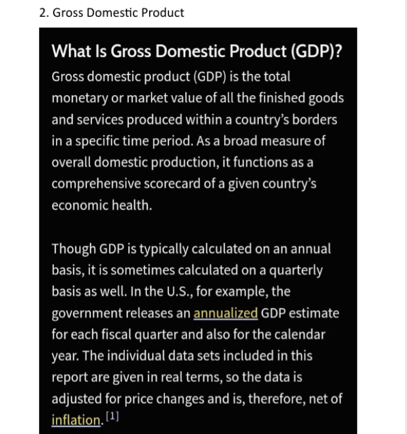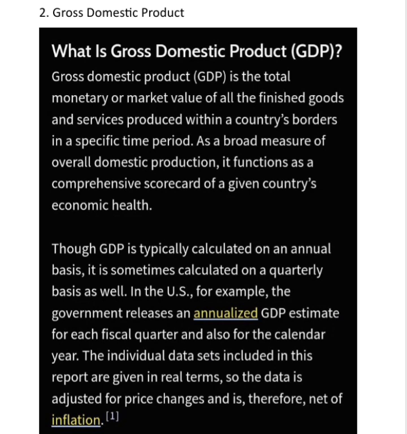GDP. Gross domestic product is the total monetary or market value of all finished goods and services produced within a country's borders in a specific time period. As a broad measure of overall domestic production, it functions as a comprehensive scorecard of a given country's economic health. GDP is typically calculated on an annual basis. It is sometimes calculated on a quarterly basis as well.